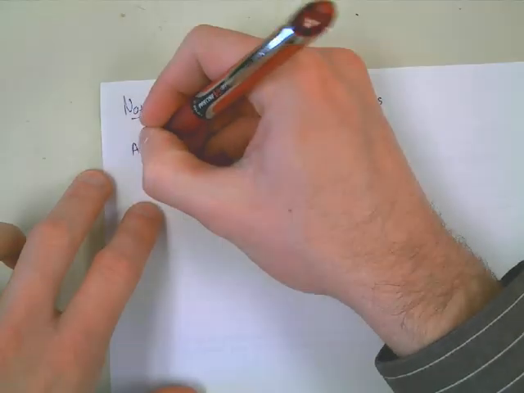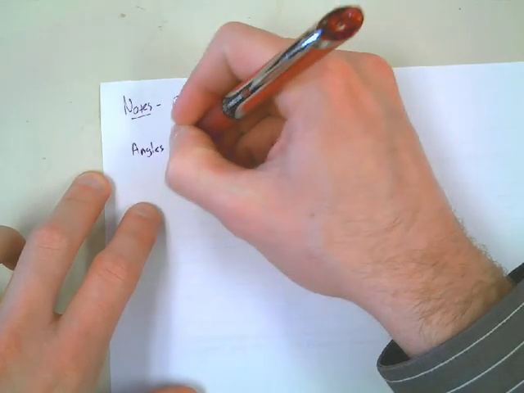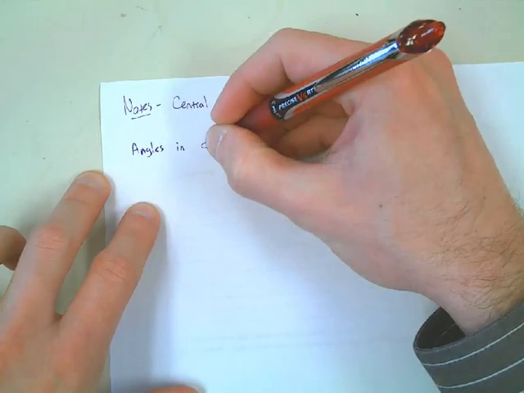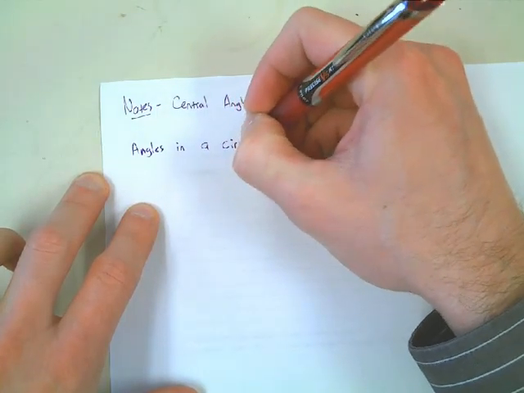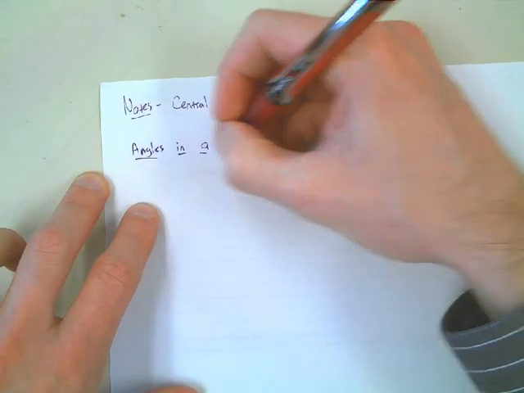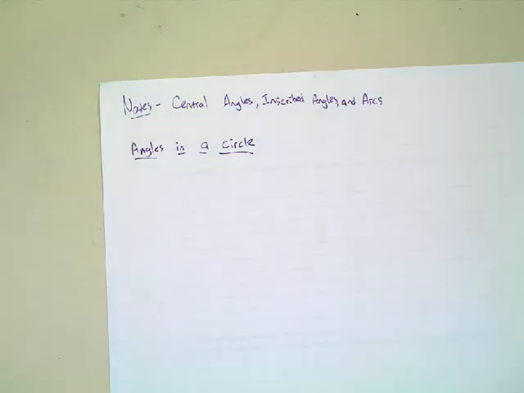We're going to first talk about angles in a circle. Angles in a circle. All right, so I'm going to draw a picture here.